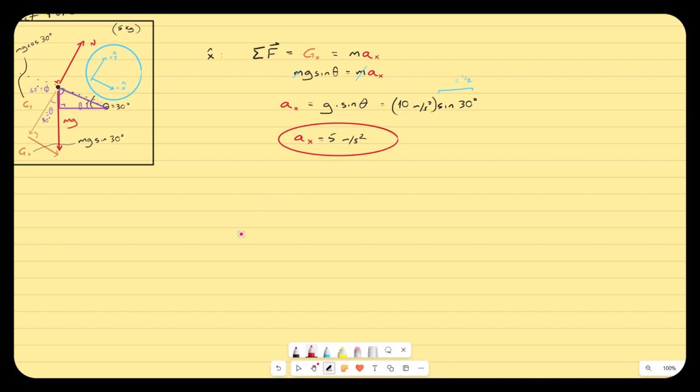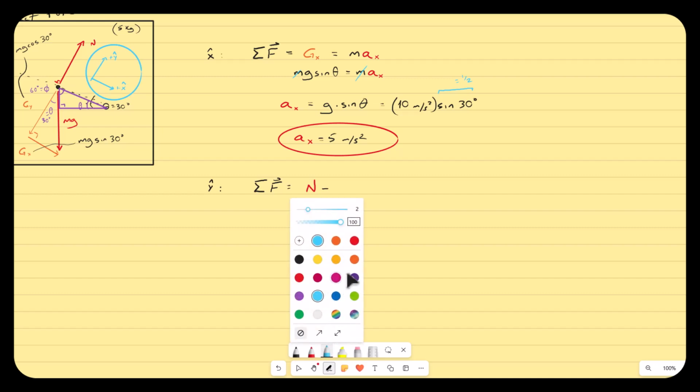Second part, I was asked to find the contact force between the block and the ramp. The contact force between the block and the ramp is this normal force. So now I'm looking in the y direction. My sum of forces in the y direction looks like this. I've got this normal force going in positive y. I have gy going in the negative y direction.